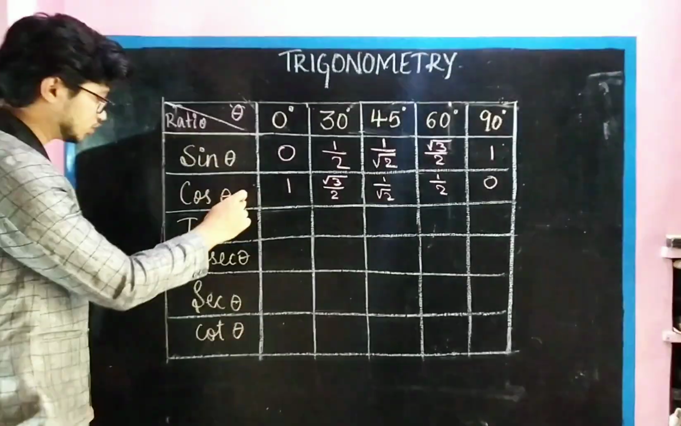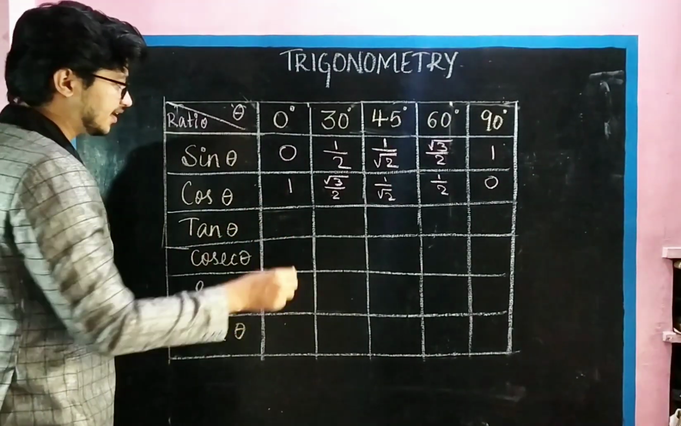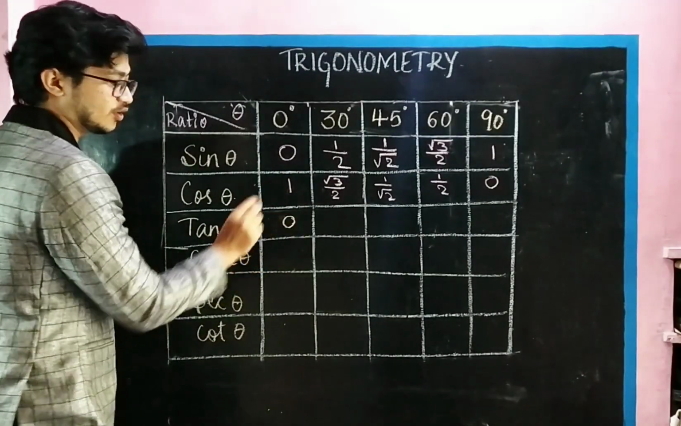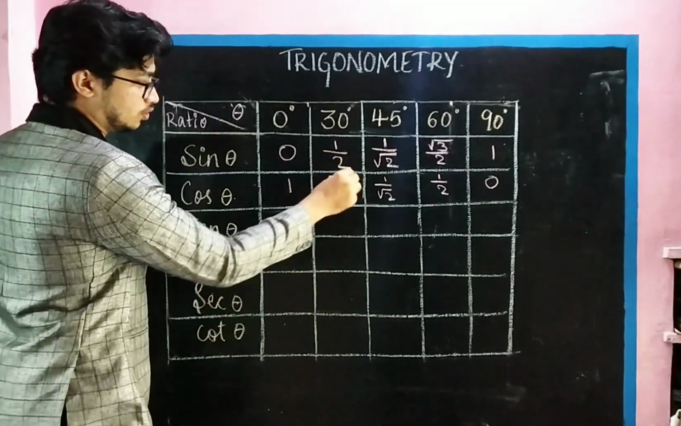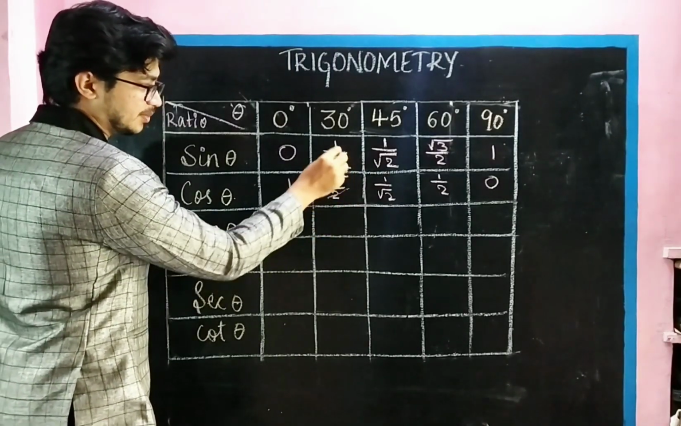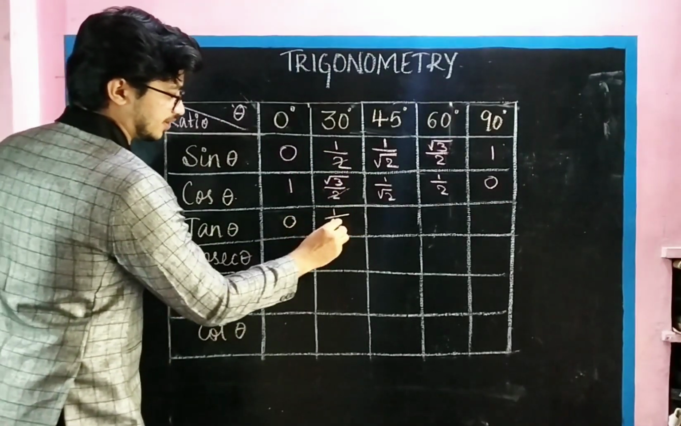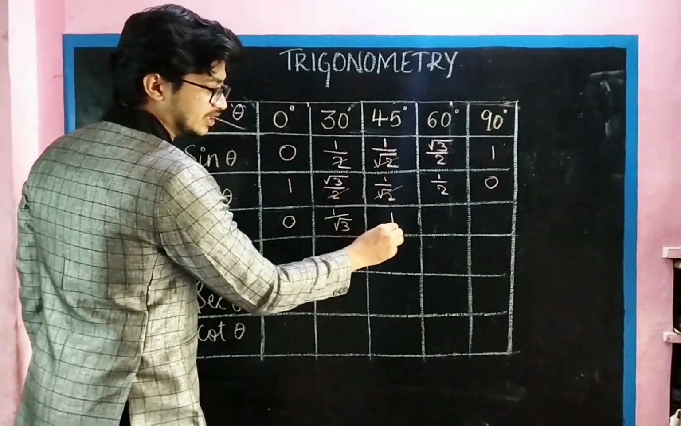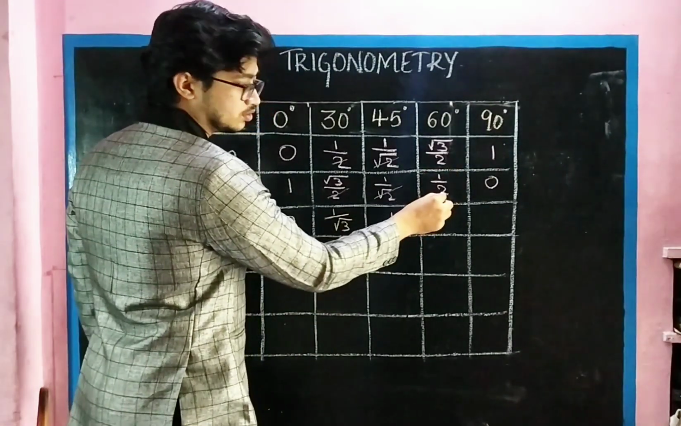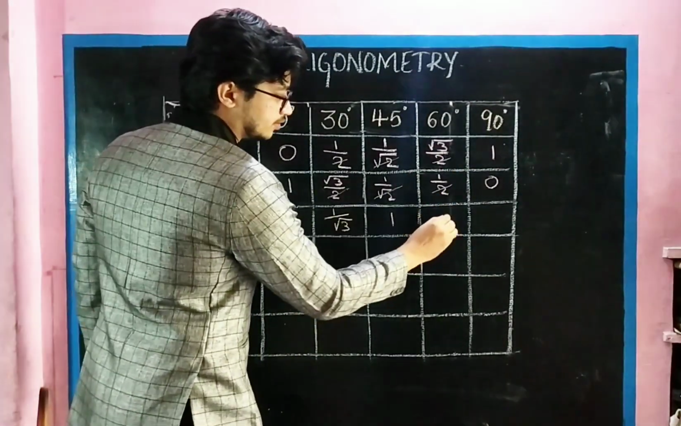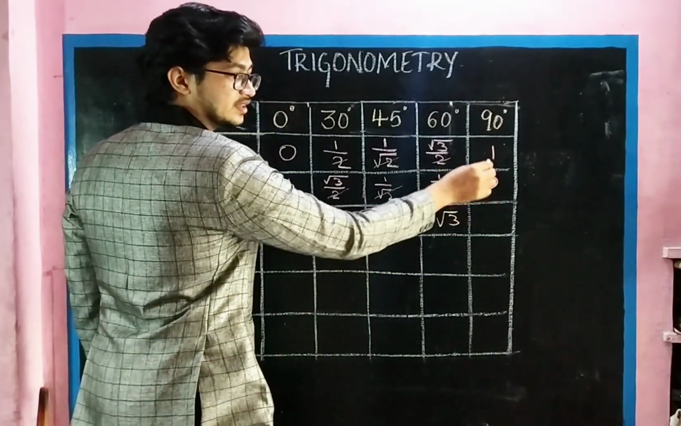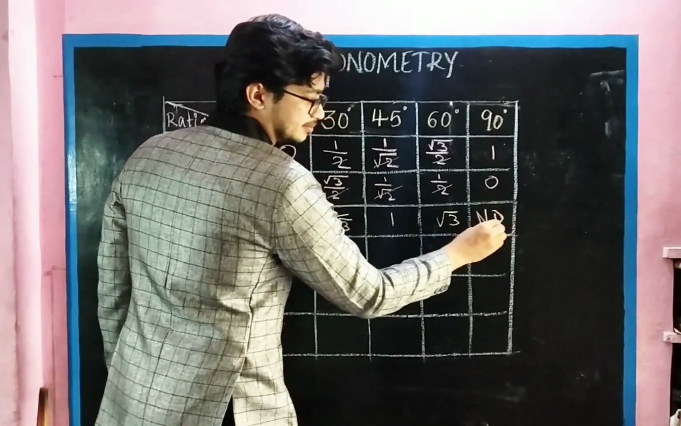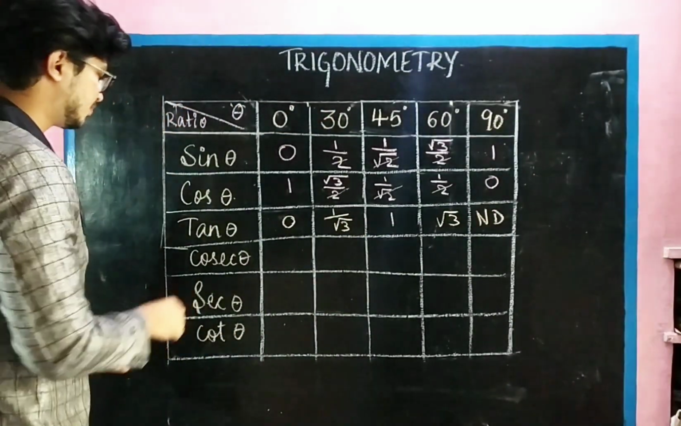Next, sin and cos are over. For tan theta, we know that tan theta is sin theta by cos theta. Dividing 0 by 1 is 0. 1 by 2 divided by root 3 by 2: the 2 gets cancelled, the remaining is 1 by root 3. Next, here also divide, root 2 cancels, only 1 remains. Next, root 3 by 2 divided by 1 by 2: 2 cancels, only root 3 remains. Then 1 by 0, any number divided by 0 is not defined, infinity.